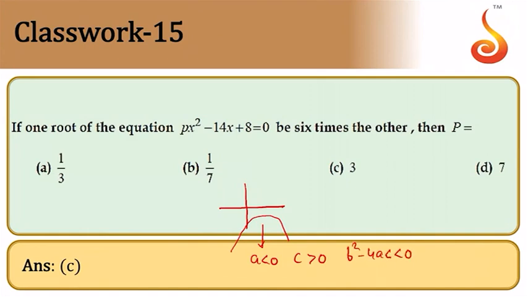When any graph is like this, a is less than 0, c is greater than 0, discriminant b square minus 4ac less than 0 means imaginary roots. Same case, other imaginary roots. This one, a is greater than 0, c is greater than 0, and b square minus 4ac is less than 0. So imaginary roots.